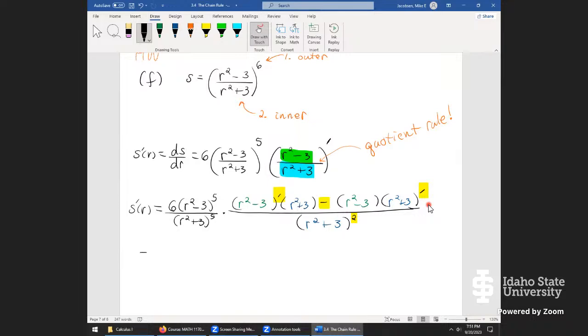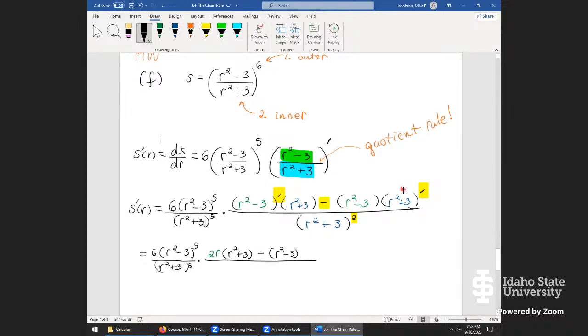Okay, so let's say here, S prime of r is going to be equal to, I'm copying 6, r squared minus 3 to the 5th power, r squared plus 3 to the 5th power. So multiplying this new fraction, probably we don't need as long of a fraction bar. This will turn into a 2r in this position. And let me put this slightly different color just to show where this came from. Then over here, we're just copying r squared plus 3. Copy the minus, copy the r squared minus 3.